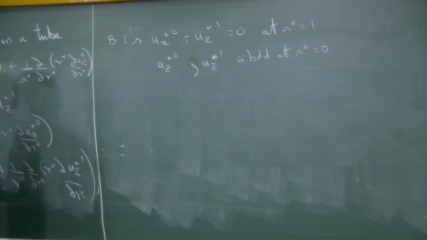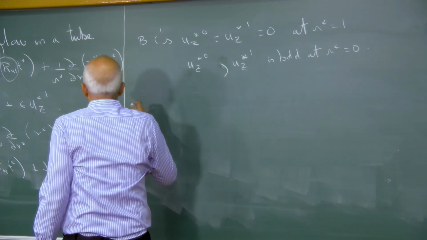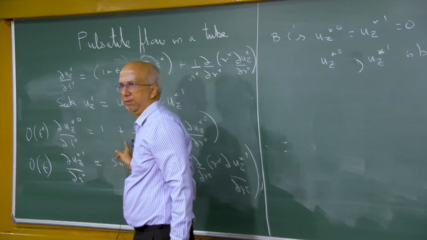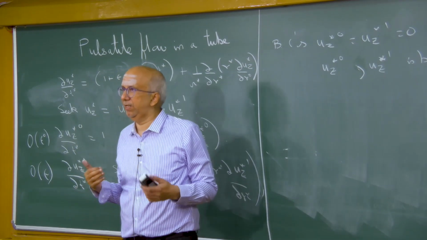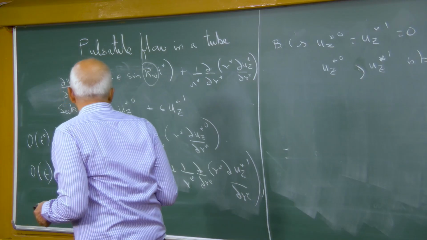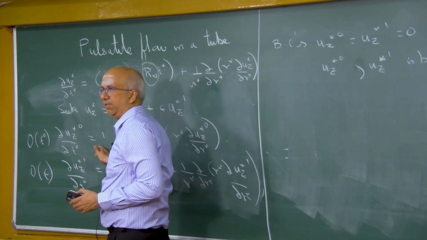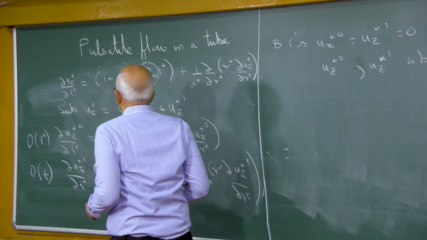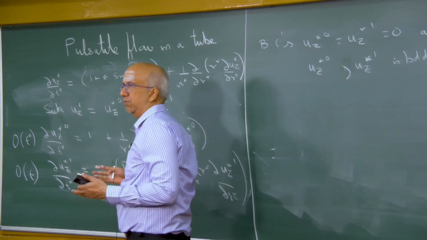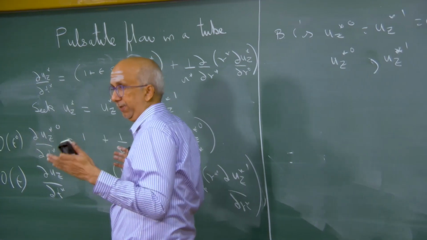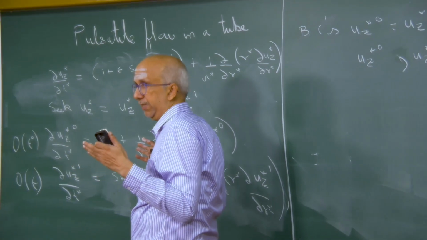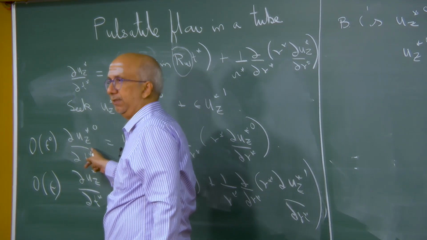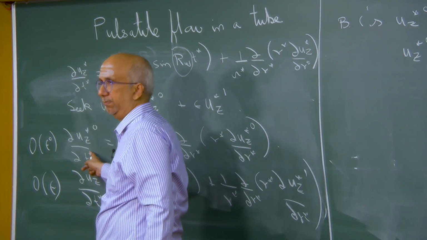Now, as far as u z star 0 is concerned, this is the velocity field that you are going to see when the pressure gradient is constant 1. Okay? And so, when the pressure gradient is constant, in the long term I am expecting the velocity field to be steady, and so what I can do is I can neglect the time derivative term here.